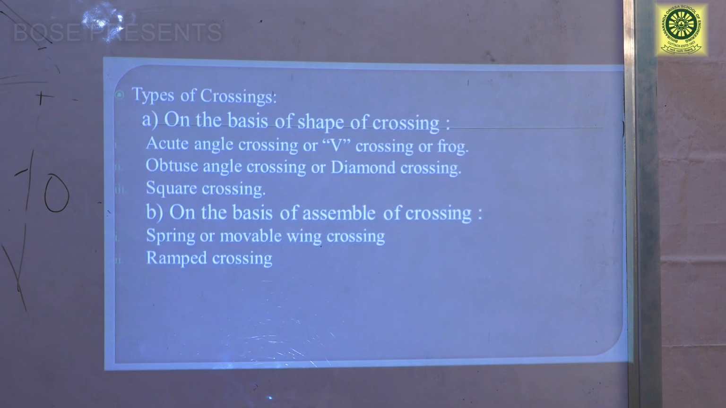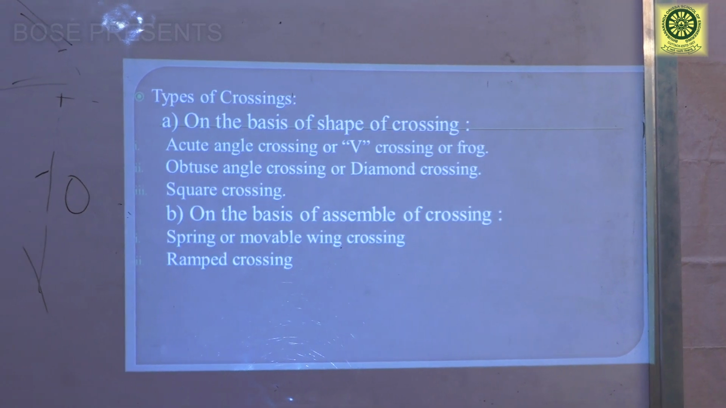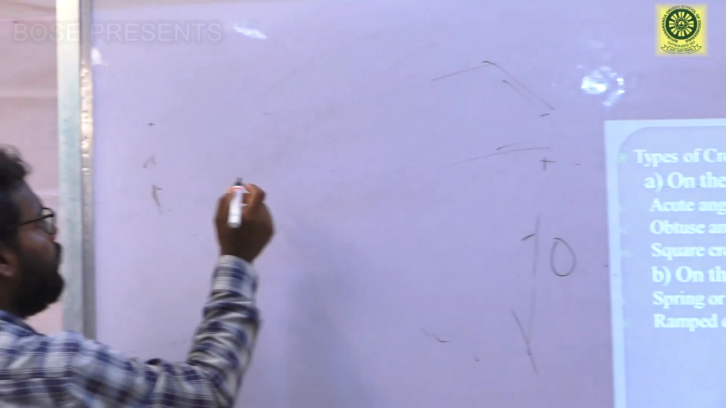Got it? Now come to the classification of crossing. Okay, these are classified either as acute angle crossing, obtuse angle crossing, square crossing, or on the basis of assembly, spring type or ram crossing. Okay, now look at the diagram. What is the type of crossing on the basis of the shape of crossing? So first one is acute angle crossing. So what is acute angle crossing?